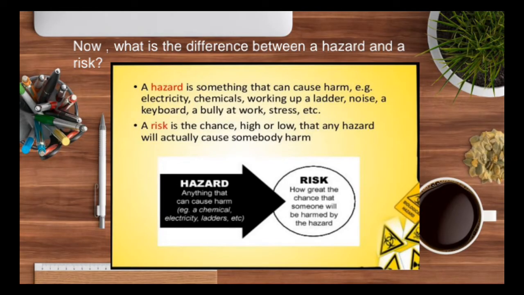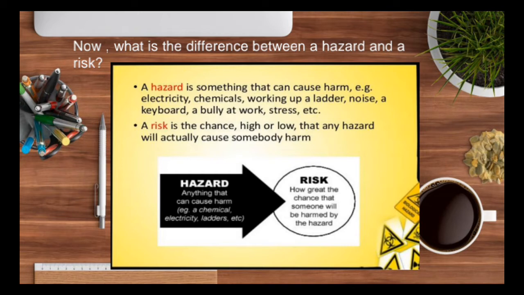What is the difference between a hazard and a risk? A hazard is something that can cause harm. Example: electricity, chemicals, working up a ladder, noise, a keyboard, a bully at work, and stress. What about the risk? It is the chance, high or low, that any hazard would actually cause somebody harm.